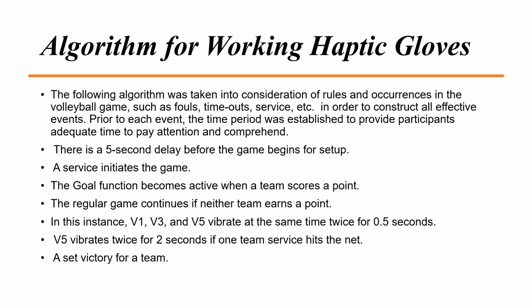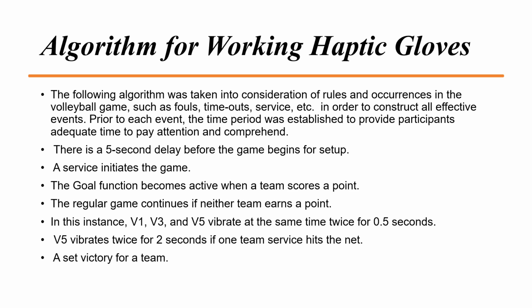There is a 5-second delay before the game begins for setup. A service initiates the game: V5 vibrates as a service for 1 second. Each vibration motor starts up. The V5 goal vibrates for 1 second once a goal is scored. The motors TB1, TA1, TB2, TA2, TB3, and TA3 vibrate synchronously while a goal is being attacked or defended. The goal function becomes active when a team scores a point.